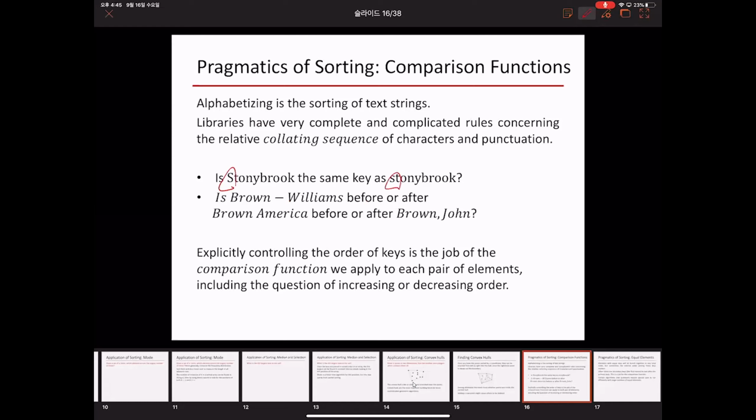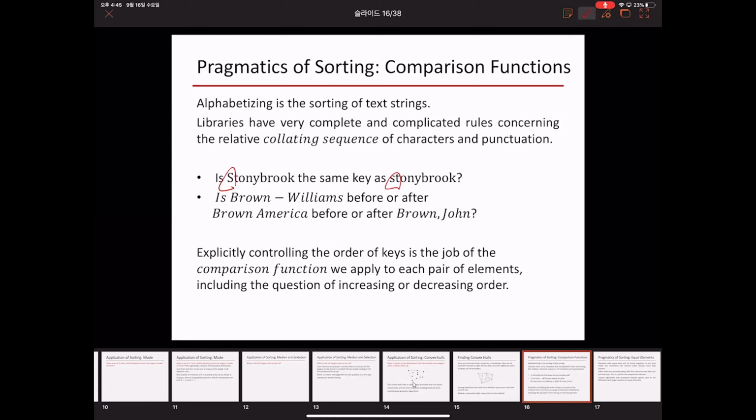Meaning the first capital or the lower. Is this the same key? Or is Brown, Bar Williams before or after Brown, America, or Brown, comma, John? Which one should we go first? How can you do it? So we have to have an explicit controlling rule for this.